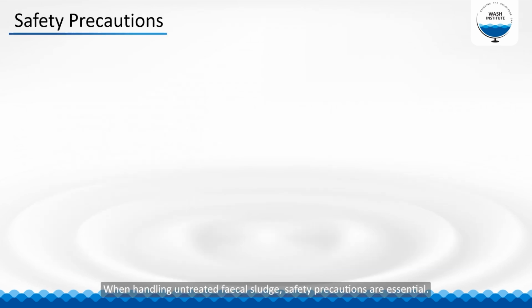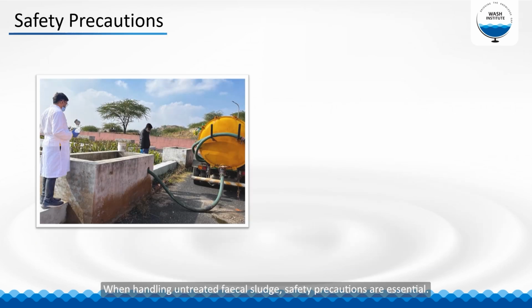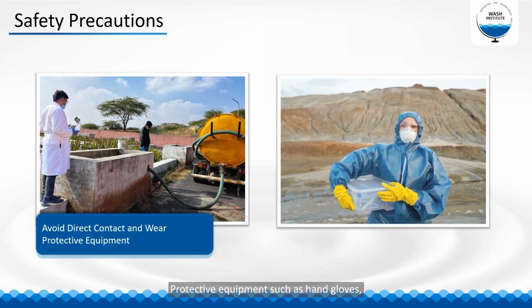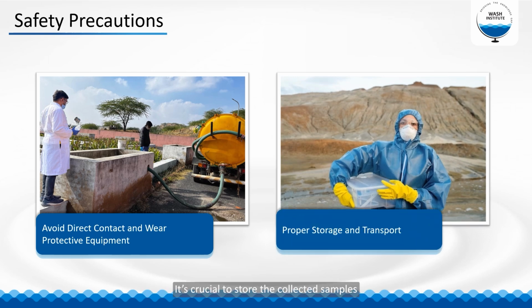When handling untreated fecal sludge, safety precautions are essential. Avoid direct contact with the fecal sludge due to the significant health risk involved. Protective equipment such as hand gloves, safety goggles, boots, masks, and full sleeve clothing must be worn to prevent direct contact with the body. It is crucial to store the collected samples in an ice box and transport them to the laboratory within 24 hours to maintain the integrity of the sample.